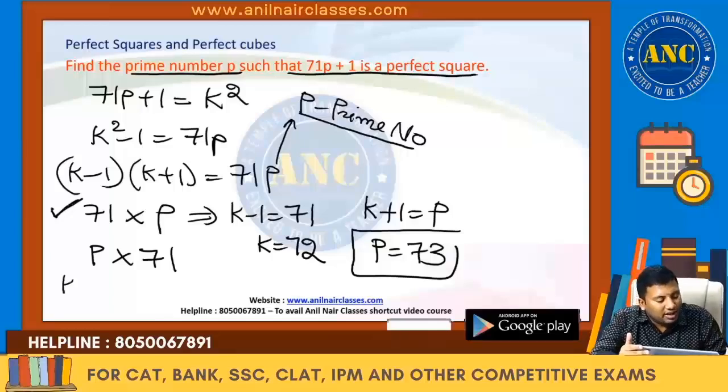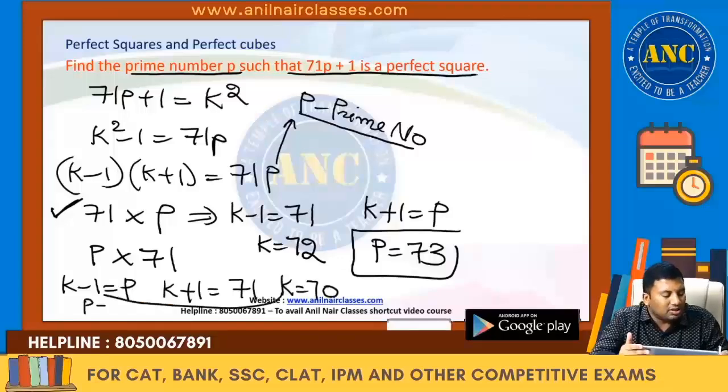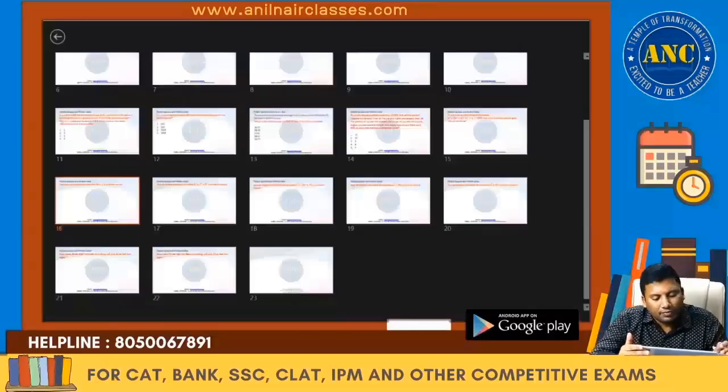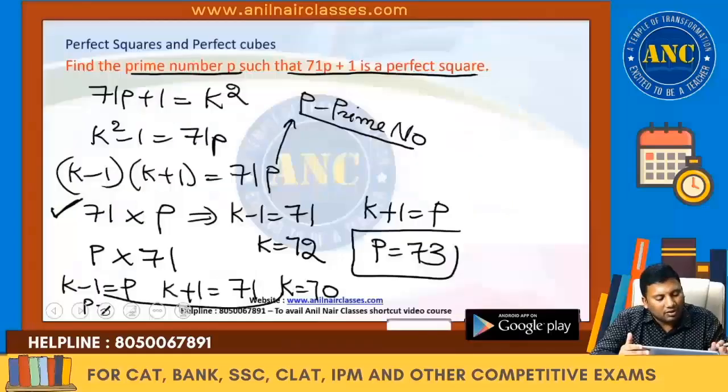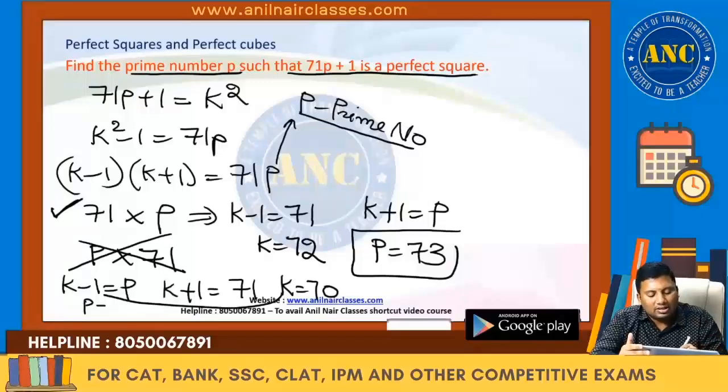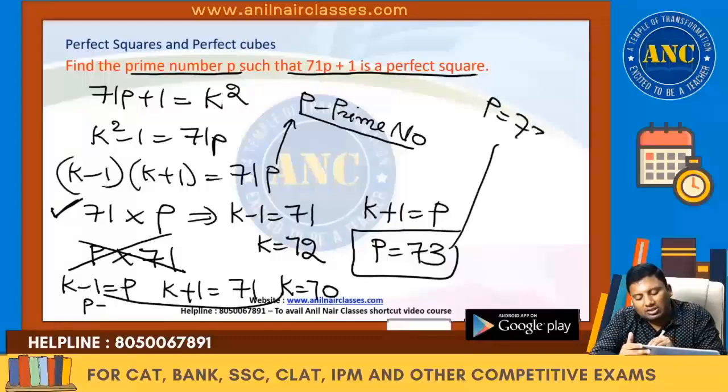Suppose I take the next case, k minus 1 is p, k plus 1 is nothing but 71. K value is nothing but 70. 70 minus 1 is 69. 69 cannot be a prime number. So the only case that is possible is p value is 73.